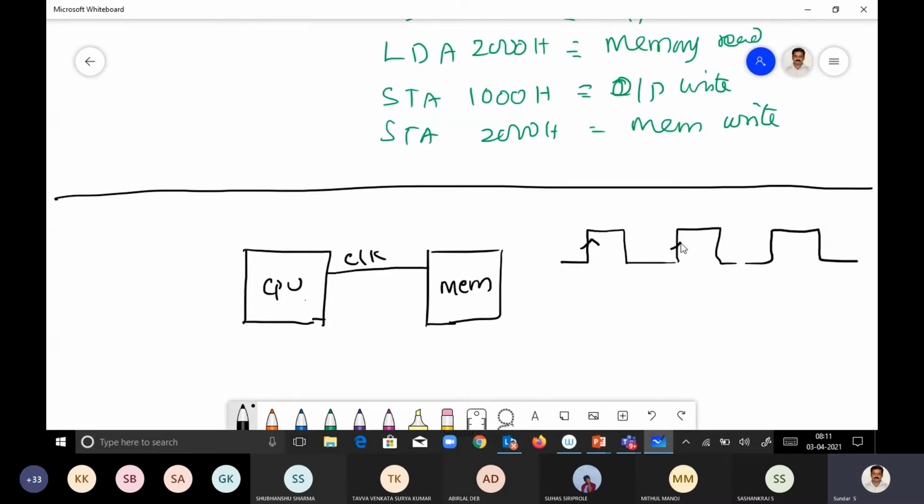So like that we have some control, and that control is carried out by the common clock. It's a high speed common clock. This high speed common clock will control the communication between CPU and the memory. So when the clock is proper, for example during the rising edge, either memory read or memory write can take place.